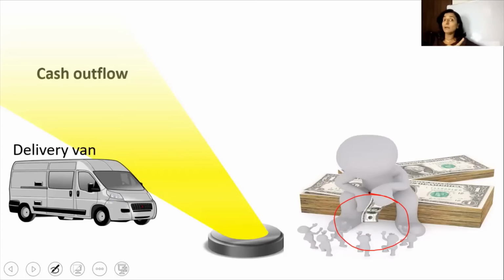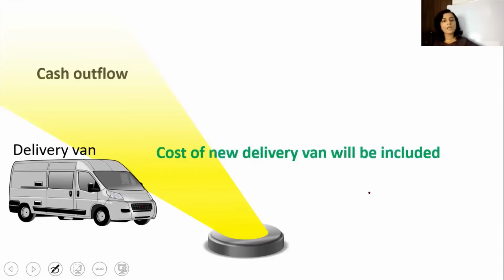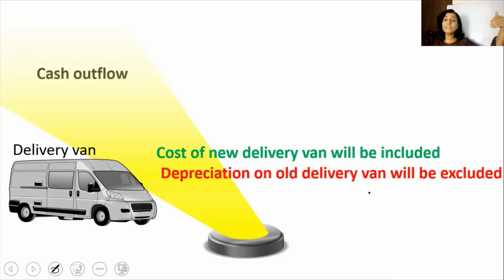If you are buying a new delivery van, the cost of the new delivery van should be included as a relevant cost. So, the cost of the new delivery van will be included. The depreciation on the old delivery van will be excluded. That is the meaning of the first feature. In order to be considered as a relevant cost, there should be physical cash outflow. So that was point number one.